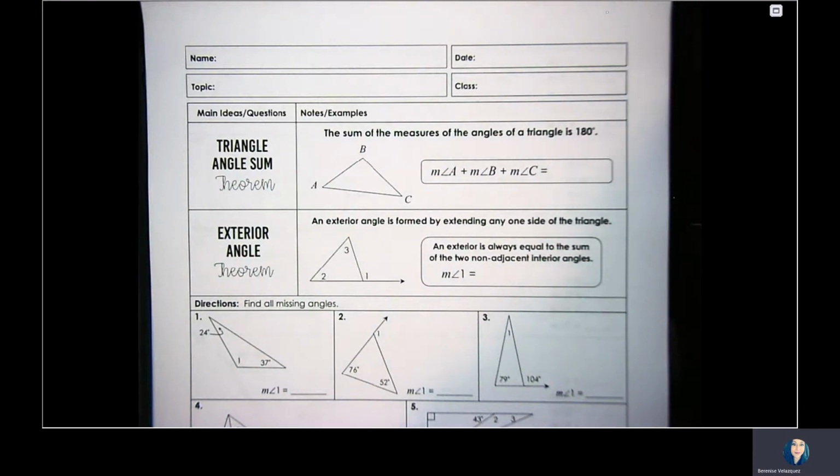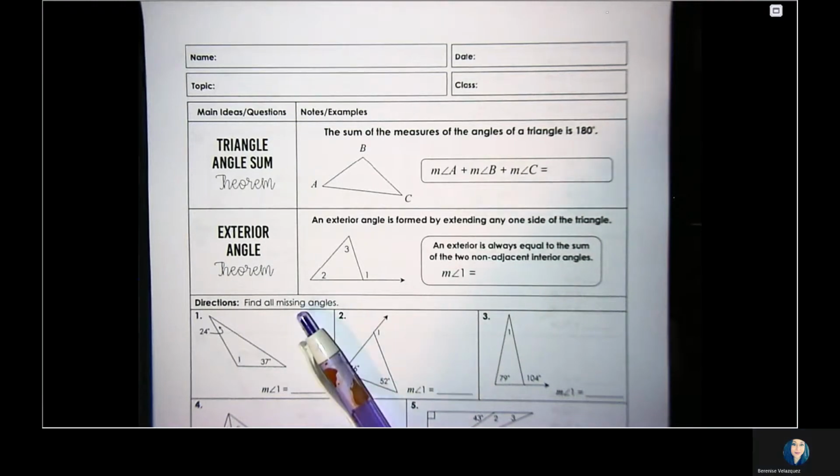And let's see. I'm going to do purple and green. Okay.